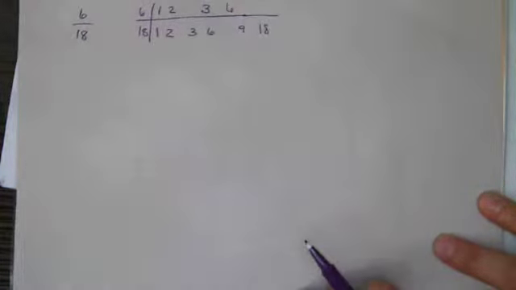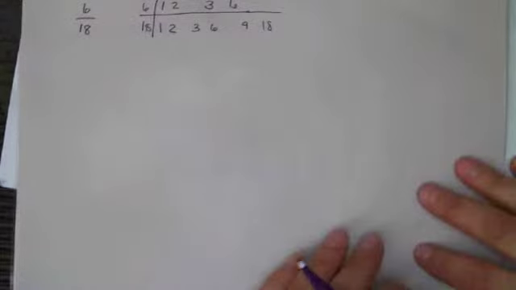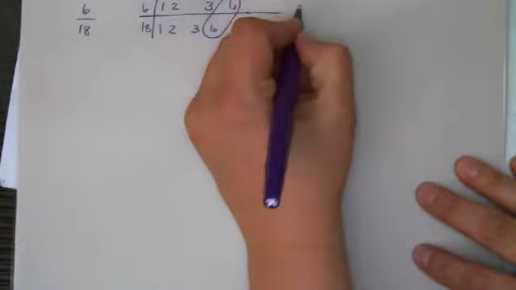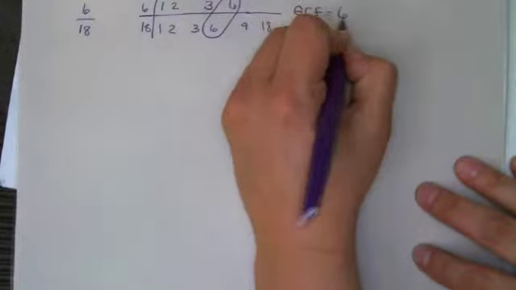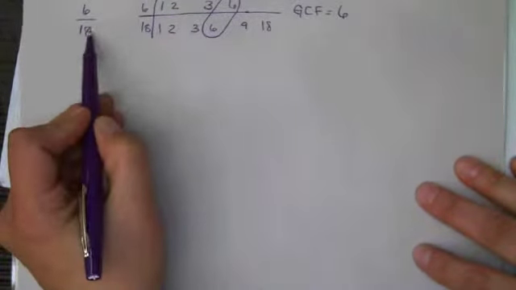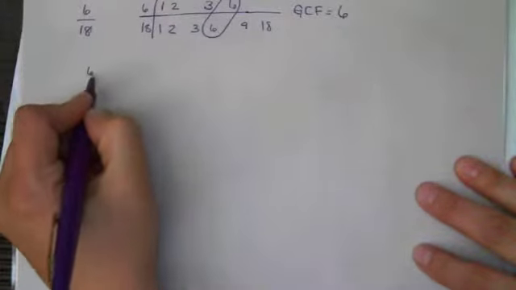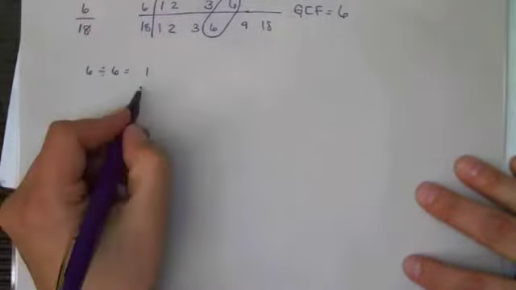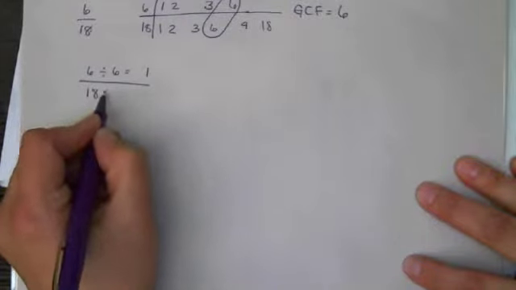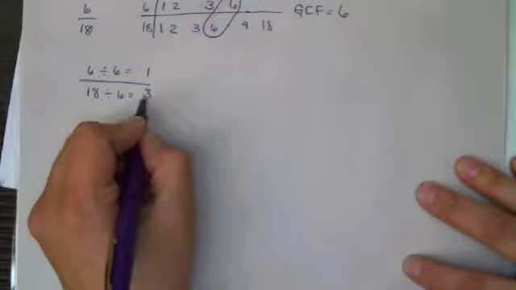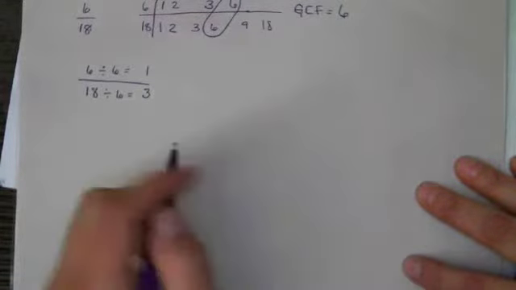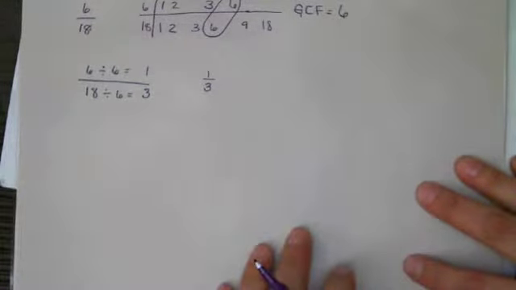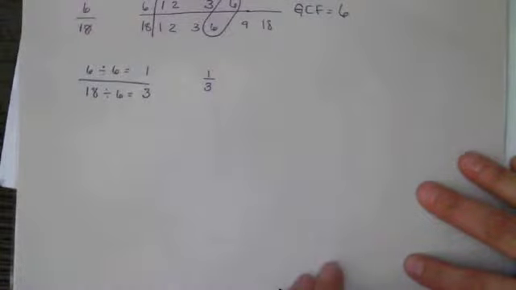Then from this list we have our factors and we need to find the greatest common. What number is the biggest that they both share? And that looks like it is 6. So once I've found my greatest common factor, I need to divide each of these numbers by that greatest common factor. So 6 divided by 6 gives me 1, and 18 divided by 6 gives me 3. So my final answer then is 1/3.